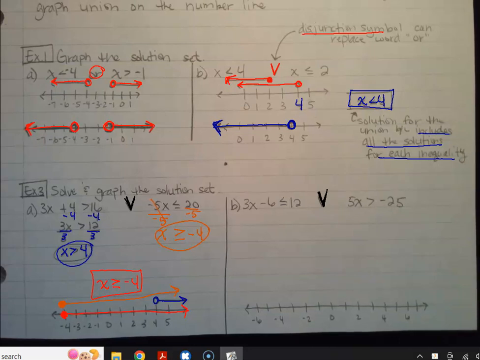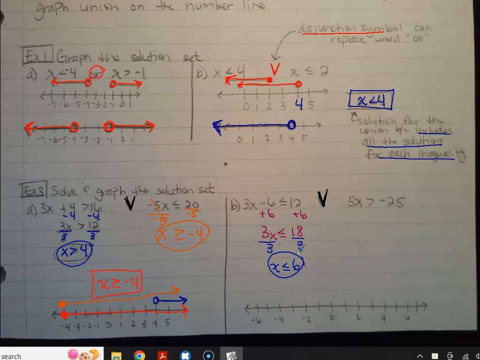Okay, so if we look at this one, the first inequality we have is 3x minus 6 is less than or equal to 12. First step here is, good, add 6 to both sides. Then we have 3x is less than or equal to 12 plus 6 is 18. Okay, what's our next step? Very nice, divide by 3. So x is less than or equal to 6.